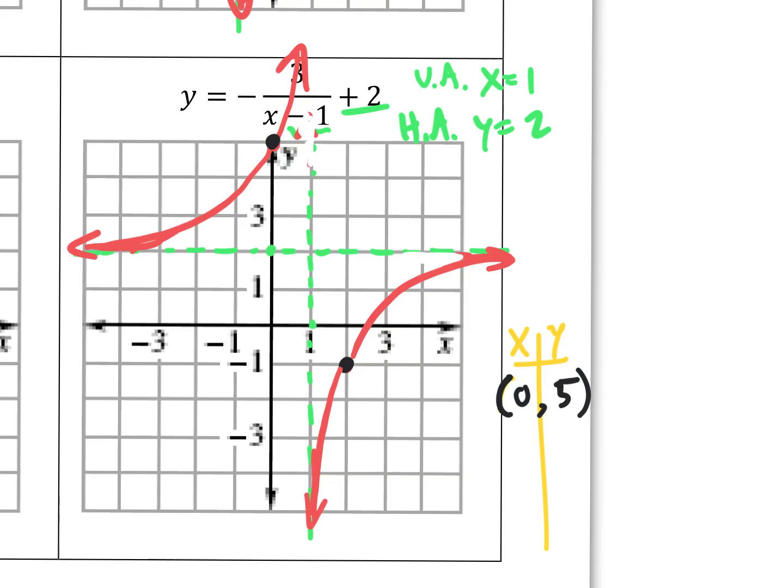Likewise, over here, you could have said, well, I don't want to plug in a 1 because that's the asymptote x equals 1, but I could plug in a 2. So you could plug in a 2 right there to get that other point. If you plugged in a 2, 2 take away 1 is 1, and 3 divided by 1 is 3, and 3 with the negative is negative 3, and negative 3 plus 2 is negative 1. So if you go 2 on the x, negative 1 on the y, that's that point right there.